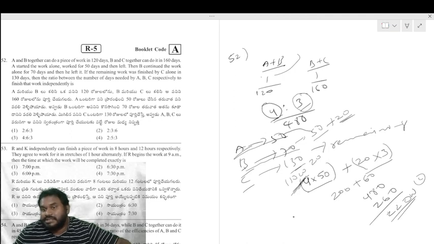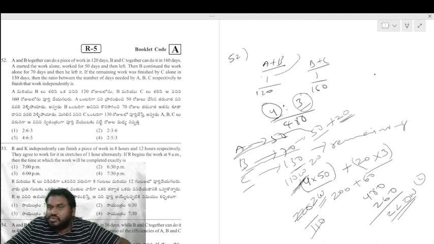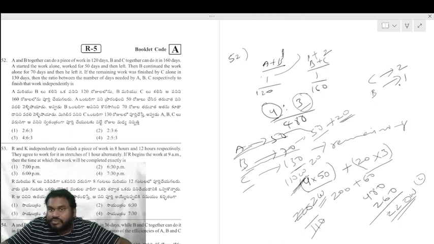in 110 days. So 220 works in 110 days means two times. So two works per day. In a day, C completes two works. So it means C's capacity is two. From this, I'll substitute two, but B plus C is three. So when B plus two becomes three, B is equal to one. The same way, I'll put B value one here, then A plus B is four, so from that A will become three. So A is to B is to C is three is to one is to two.